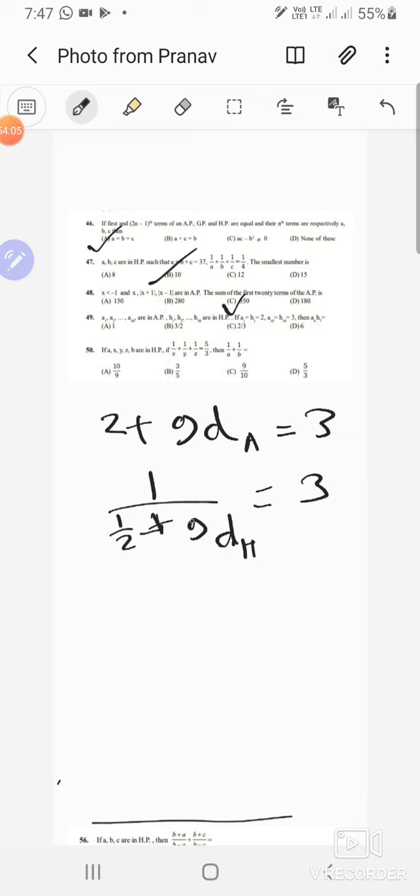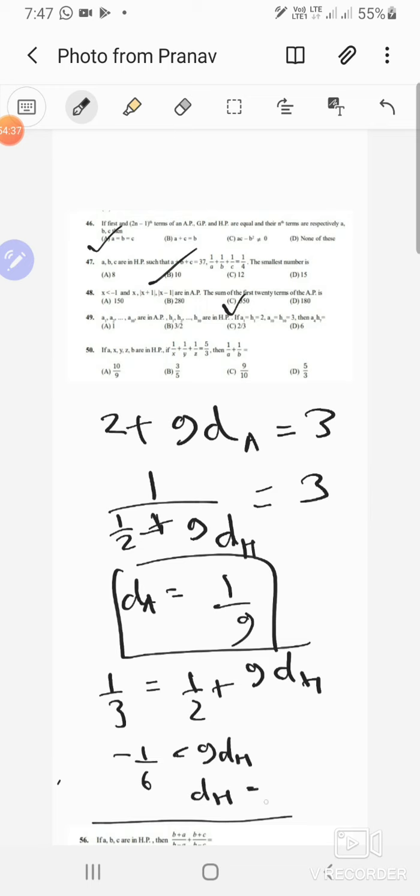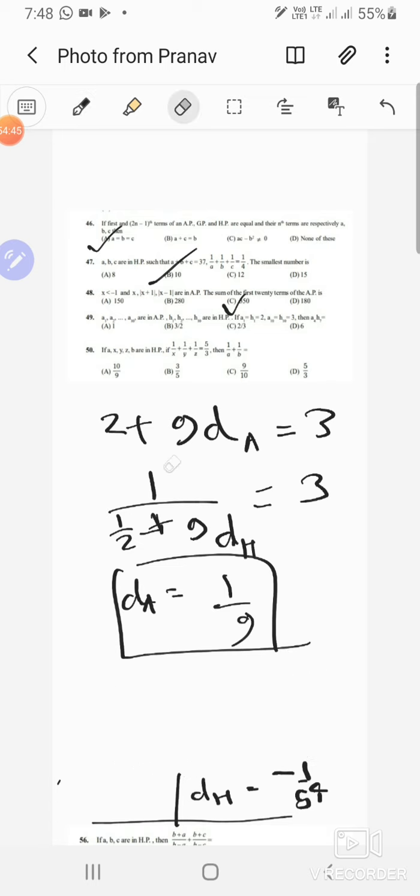Okay, that's nice. So that means dA is equal to 1 by 9, correct, and then 1 by 3 equals 1 by 2 plus 9 dH. So 1 by 3 minus 1 by 2, that is minus 1 by 6, is equal to 9 dH. So dH is equal to minus 1 by 54. Okay, those two equations should work.